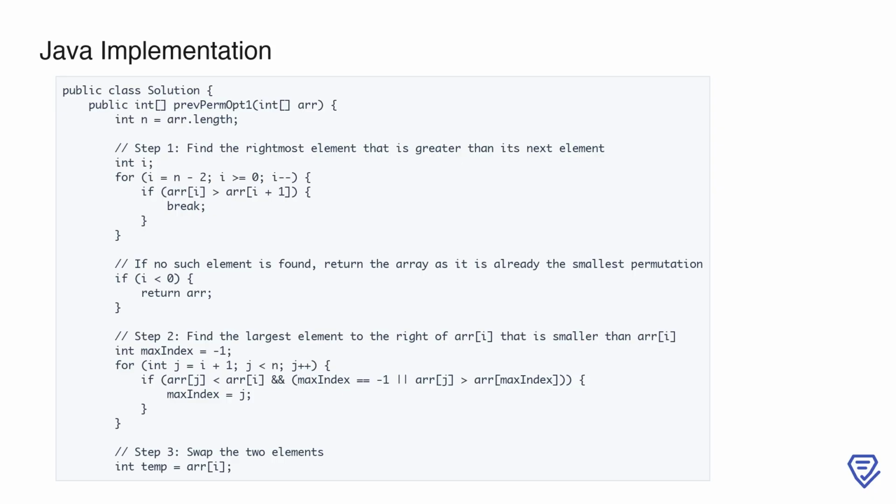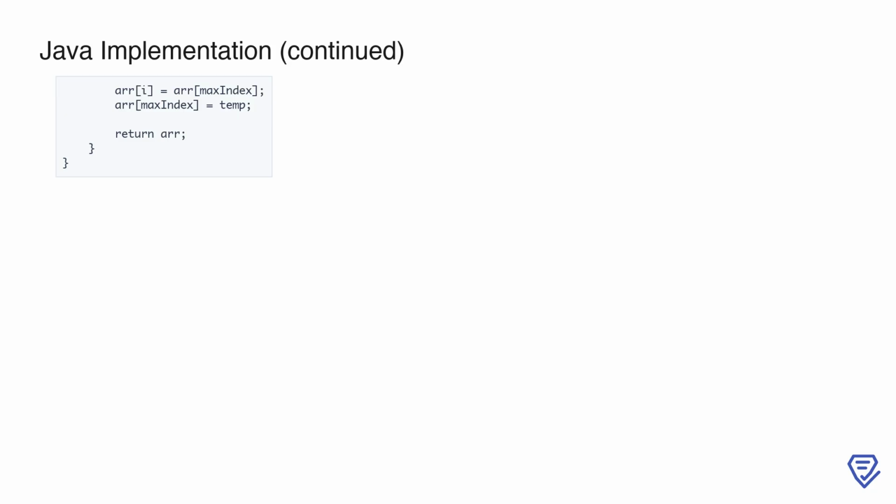If no such element exists, meaning the array is already in its smallest permutation, we simply return the array as it is. Next, we move on to find the largest element to the right of arr[i] that is smaller than arr[i]. This ensures we achieve the largest possible permutation that is still smaller than the current one. We use a variable maxIndex to keep track of the index of this element, updating it whenever we find a better candidate. Once the appropriate indices are identified, we proceed to swap the elements at i and maxIndex.